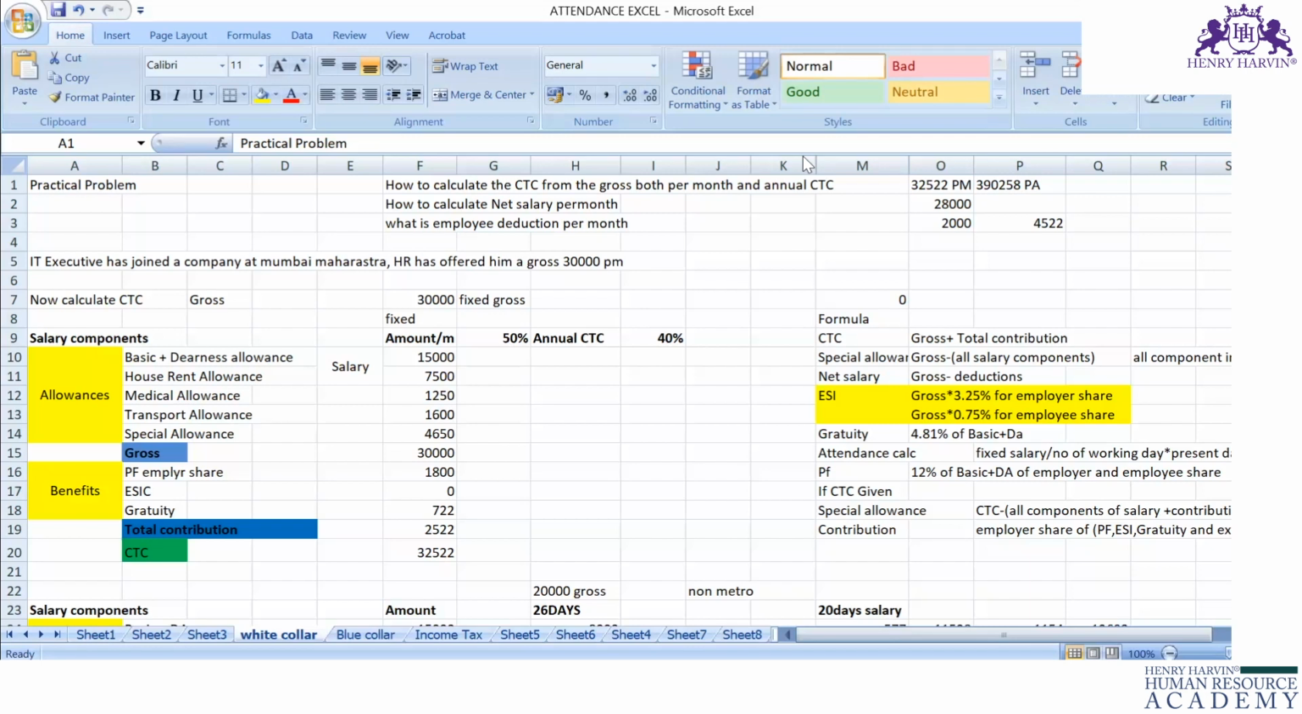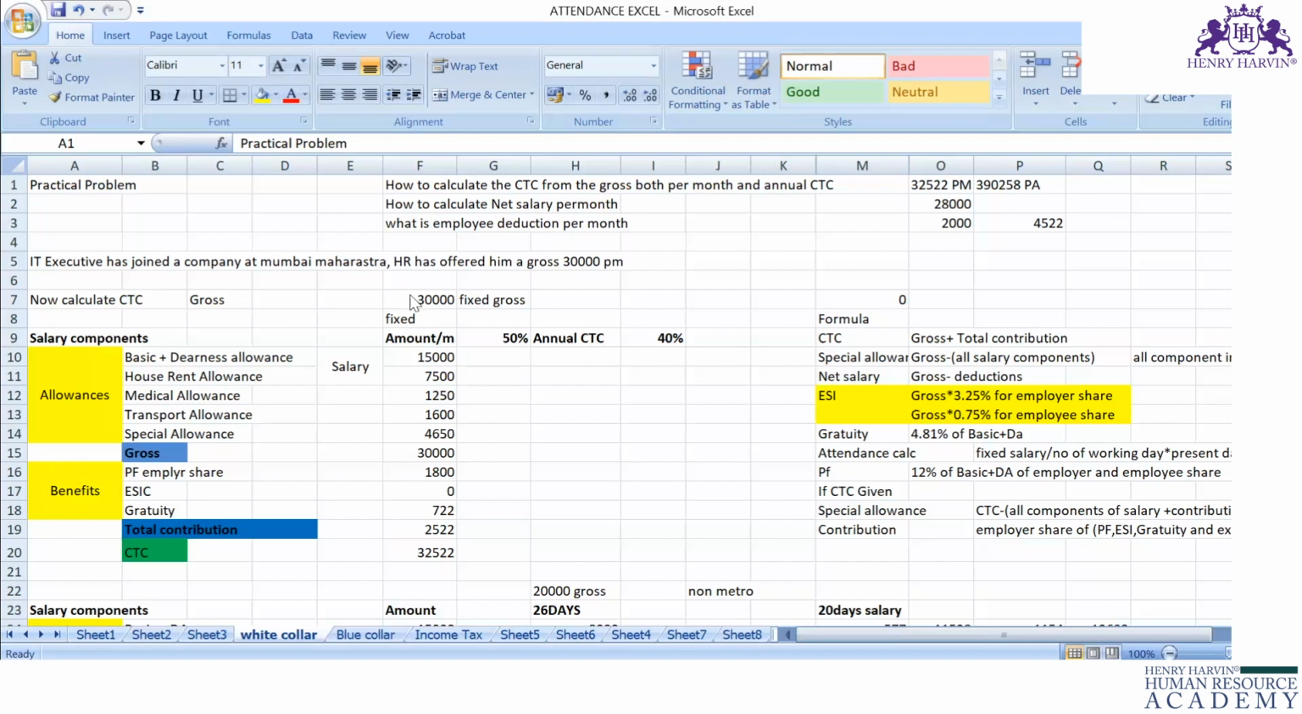First thing is, an IT executive has joined a company at Mumbai, Maharashtra. HR has offered him a gross of 30,000 rupees per month. Per month, the employee gross is 30,000 rupees. You have to calculate the CTC and net salary. Now calculate the CTC. The gross is fixed at 30,000.